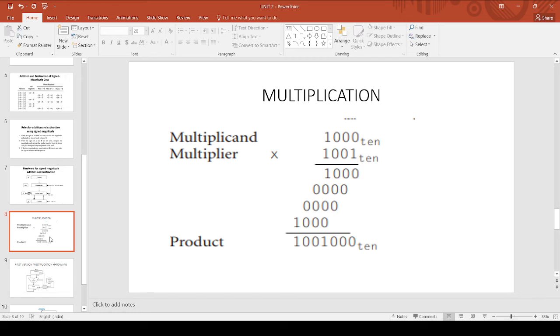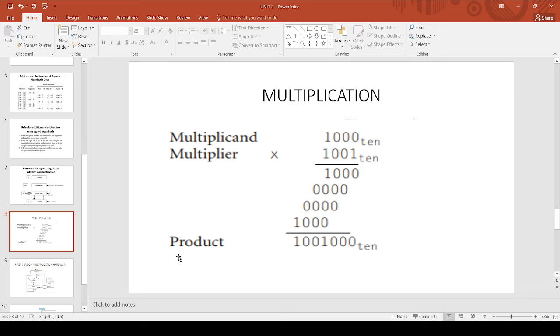Next is the multiplication process. The multiplication process involves the generation of parallel partial products, one for each digit in the multiplier. These partial products are then summed to produce the final product. First we have the multiplicand and multiplier. These are called partial products. These partial products are added to get the final product.